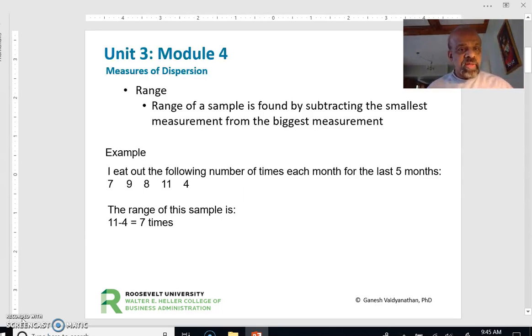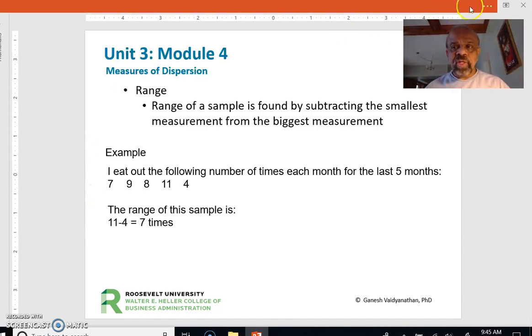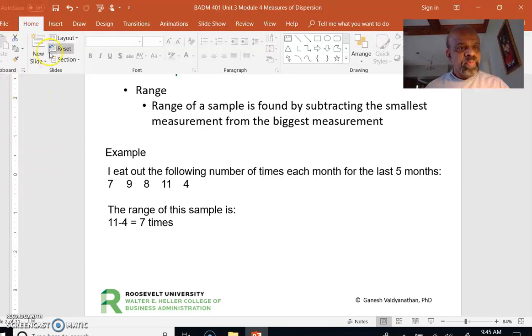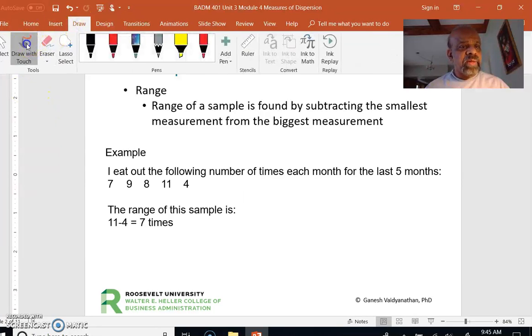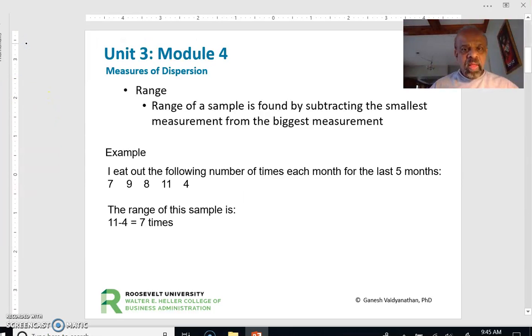What are measures of dispersion? One of the measures of dispersion is range, which is basically the simplest measure of dispersion. So when I have some numbers, I want to find the range of those numbers, which is very simple, right?